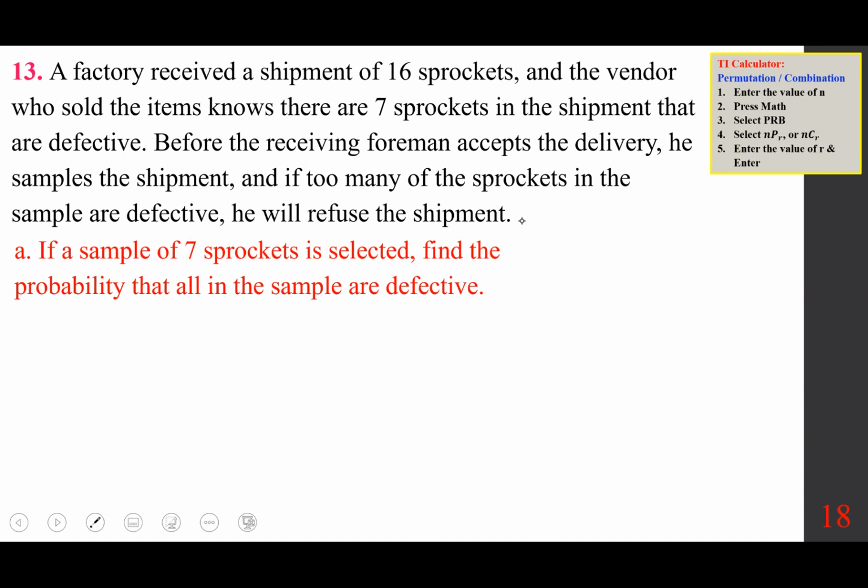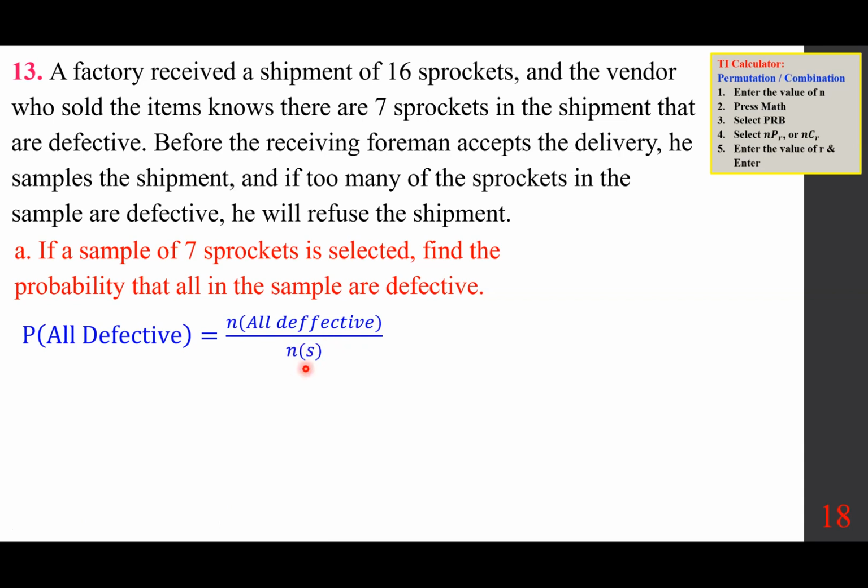Excellent. So if we want to find the probability, we're going to write the formula. The probability of all being defective is n of all being defective over n of s. That is the formula for probability. Again, I like to start with the denominator. We want to pick 7 out of a total of 16, and order is not important. So the denominator is combination of 16, pick 7.